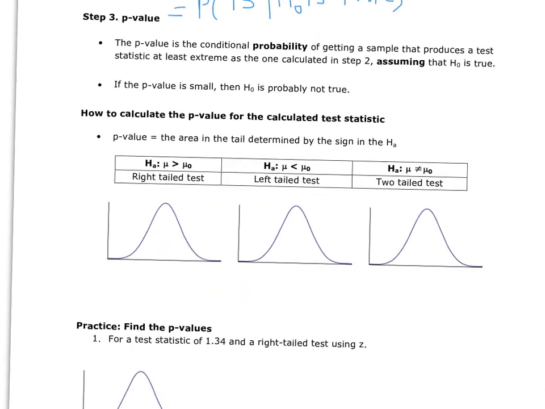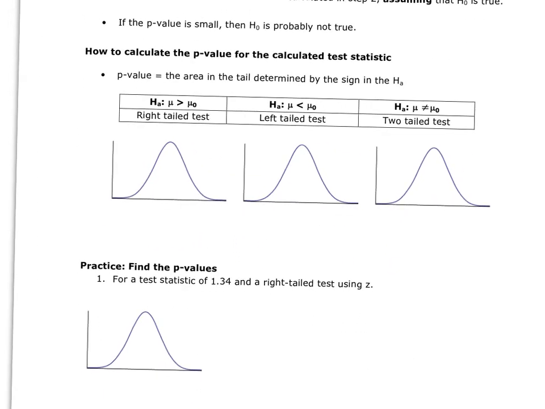So this is how we calculate a p-value. It's actually really pretty straightforward. It's the area in the tail determined by the sign in the alternate hypothesis. So if we have a right-tailed test, which is one where in the alternate we've got a greater than, the p-value is the area to the right of the test statistic. So the p-value is that shaded area to the right, which we can find using our online probability calculator.